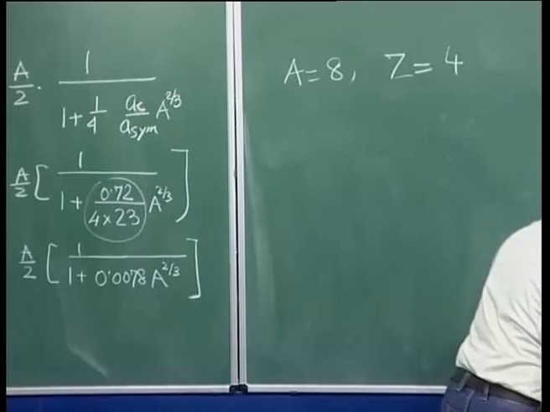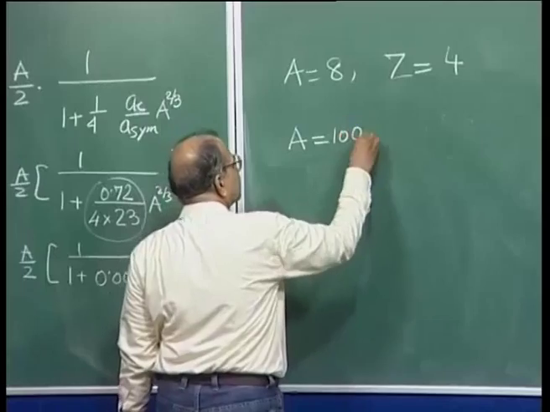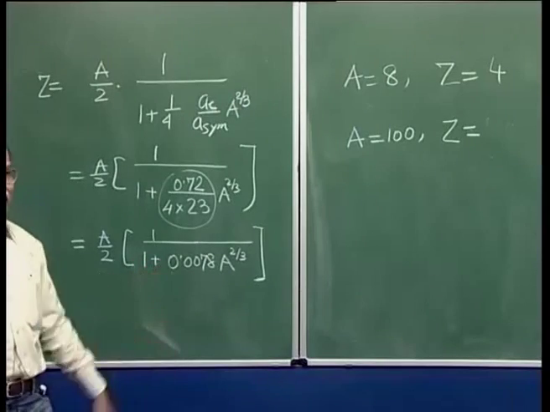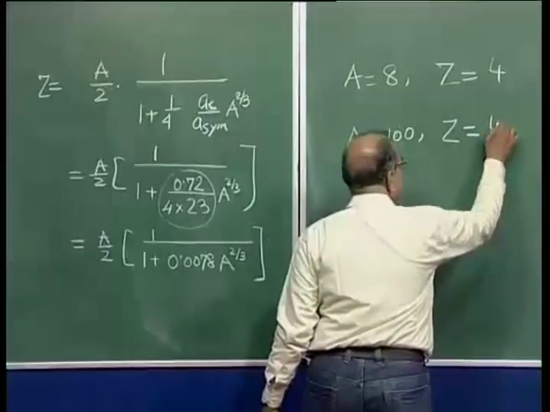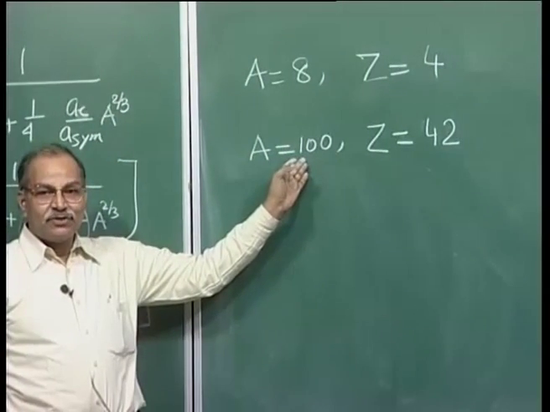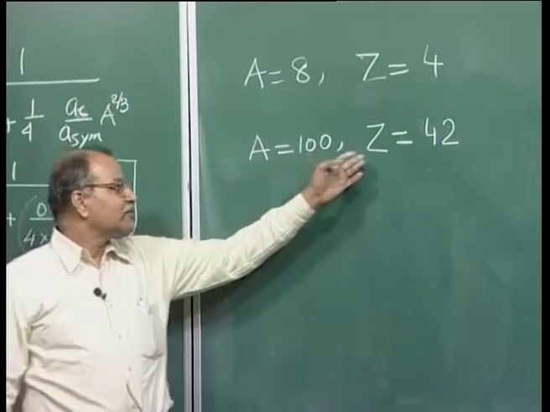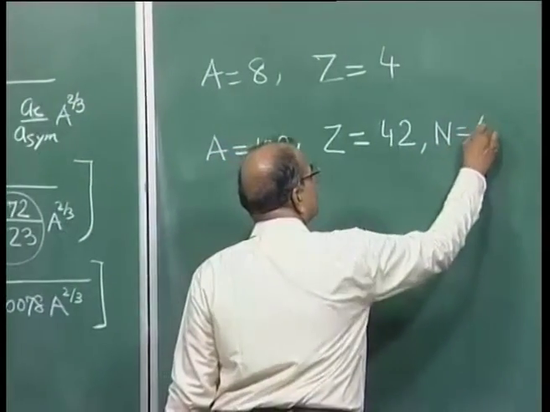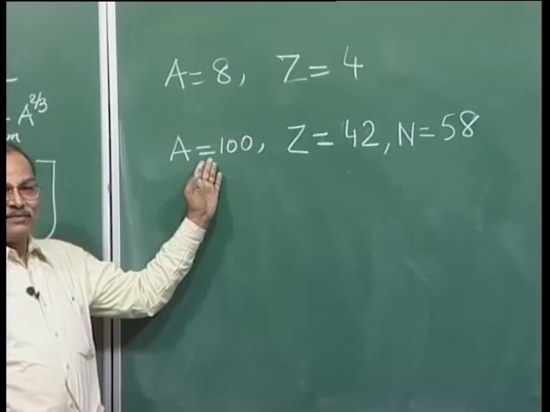Now, let us come to the middle weight, say A is equal to 100. What should be Z? Make a calculation from this formula, A equal to 100. So, Z is 42. So, you can see if you have 100 nucleons for stable nucleus, this formula predicts that Z should be around 42, and what should be N? N should be 58, so that the total is 100. Let us do one more.